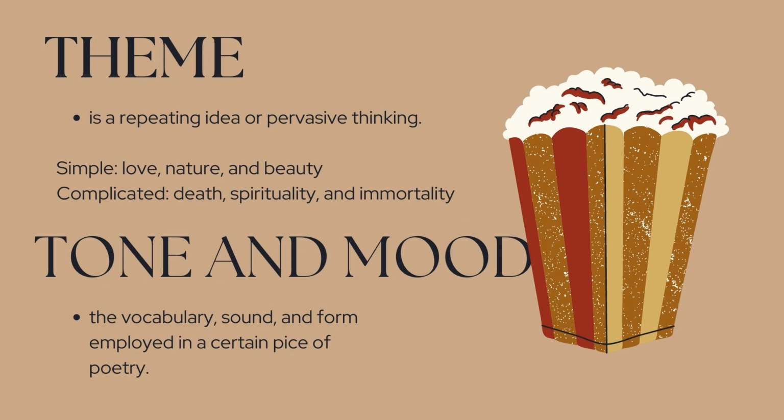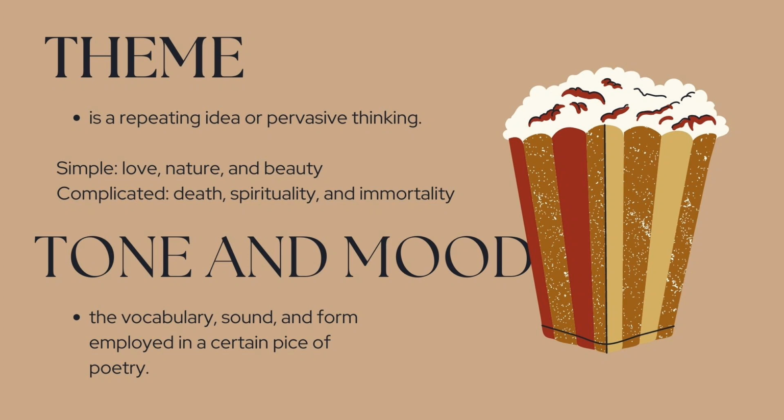So next is the theme. Theme in literature is the repeating idea or the pervasive thinking. Poetry subjects range from the simple, which are love, nature, and beauty, to the complicated ones, which are death, sympathy, and immortality. So understanding the theme allows the reader to determine the poem's essential message or the poet's motivation for creating the poem.